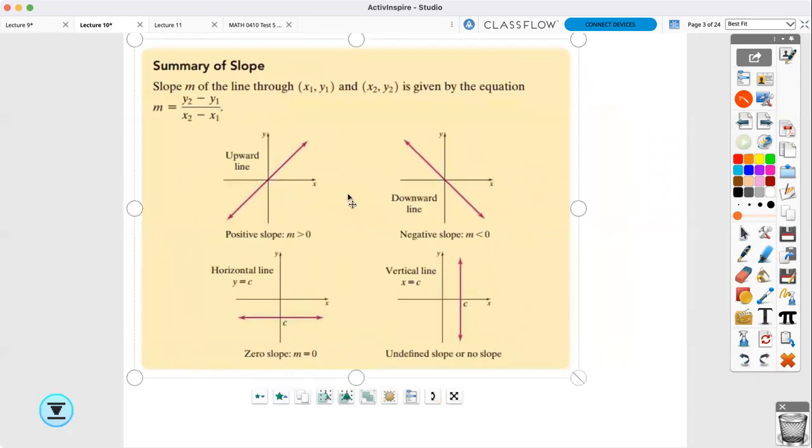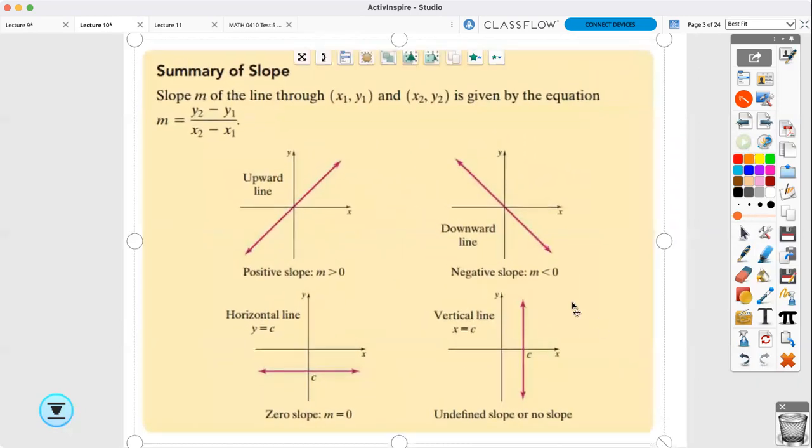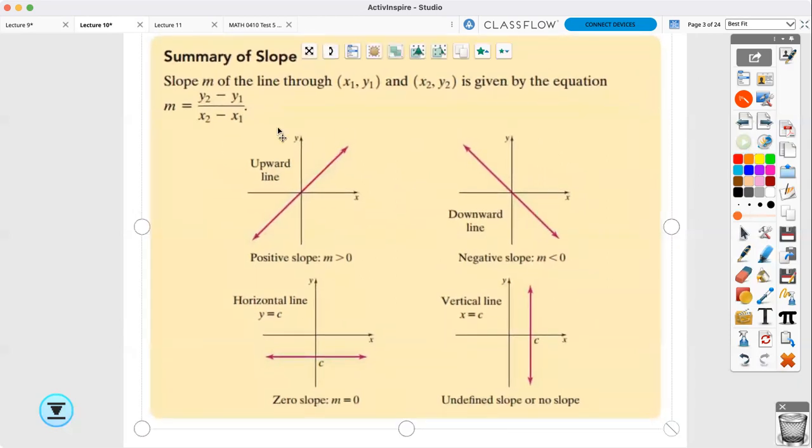Now, summary of slope. Slope m through x1, y1, and x2, y2 is given by the equation m equals y2 minus y1 over x2 minus x1, which we're going to be utilizing in today's lesson. Now, you need to know the behaviors of lines. In this first graph where it says upward line, you see the line is going up, and that means the slope is positive. When the line's going downward, the slope's going to be negative. When it's a horizontal line, it's a zero slope. And a vertical line is an undefined slope or no slope at all.